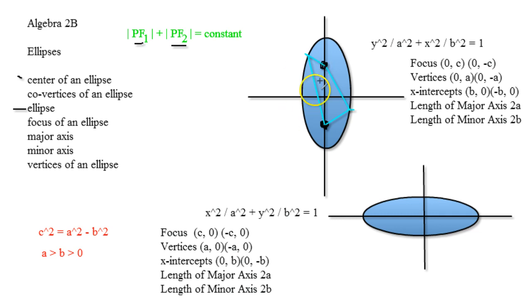Okay, now granted these segments are not going to be congruent, but anytime I pick a point on the ellipse and then find the distance between it and the two foci, those additions, the sum, will always be the same. It's just amazing how it works. It's a really cool thing.